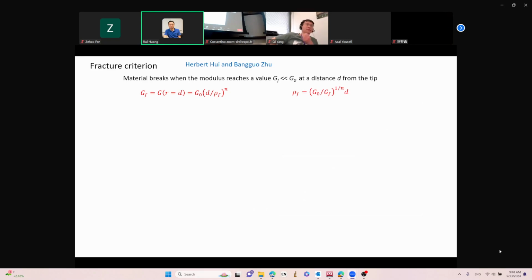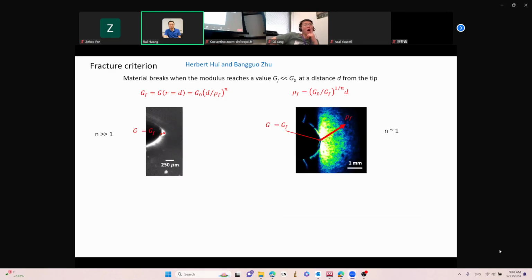This GF here depends on this power n. So there is a dependence here, and the size of the damage zone also depends on this power n, as defined like that. If we take our two materials, the regular network also has this G equal GF. G here is the modulus. Sorry for those who get confused, it's not the energy release rate. So the modulus gets to the critical value pretty close to the tip, and there is not much of a damage zone. If you have a highly pre-stretched network, you still get close to the tip here. You will get to 0 modulus because these materials eventually break, but you have a large damage zone here.